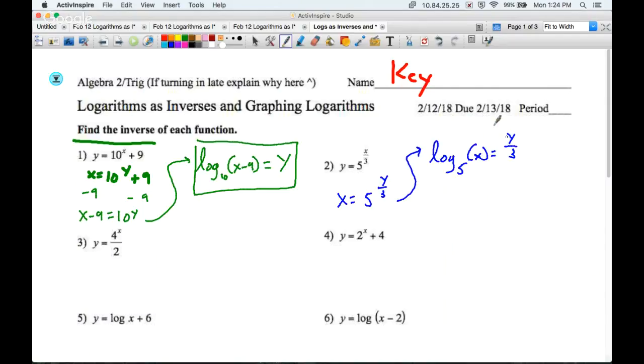But I haven't totally isolated y yet. I need to multiply both sides by 3 in order to do that. So now I've got 3 log base 5 of x equals y. That is my final answer right there.